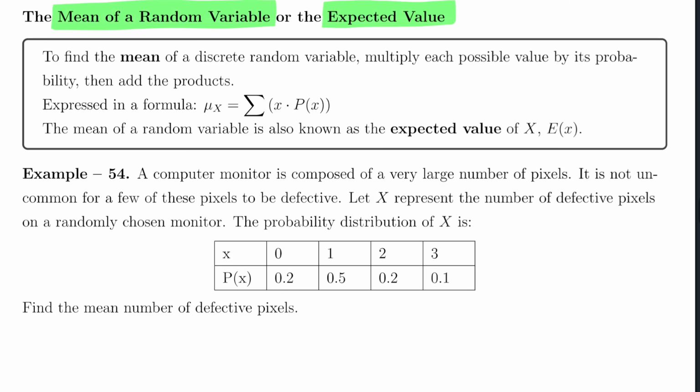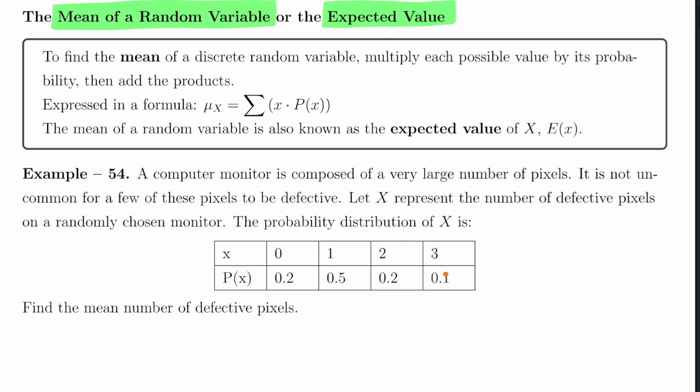So if we have a random variable, we've got some kind of probability distribution, and it says the mean of a discrete random variable, the way that you can find it is you multiply each possible x value by its corresponding probability, then you add up all the products. So for instance, in the probability table that you see below, the process I would follow is I would take 0 times 0.2, its corresponding probability. Add that to 1 times 0.5. Add that to 2 times 0.2. Add that to 3 times 0.1.